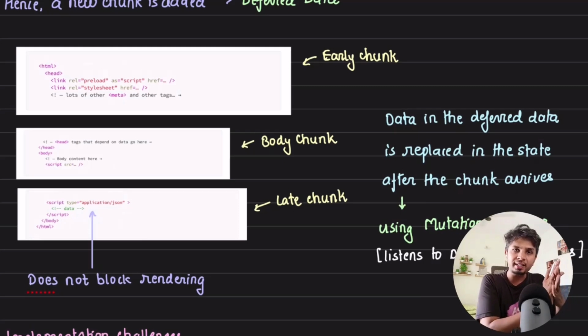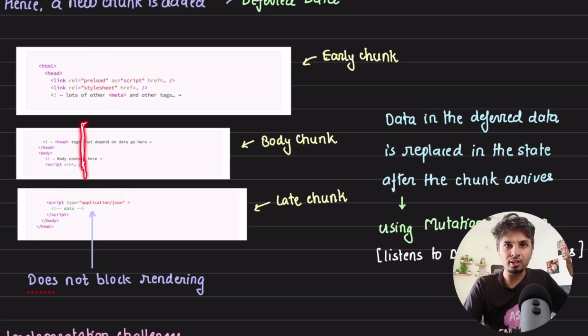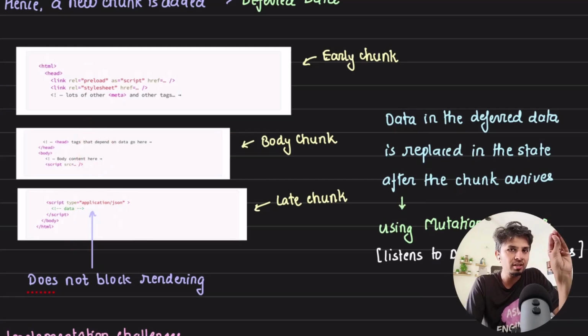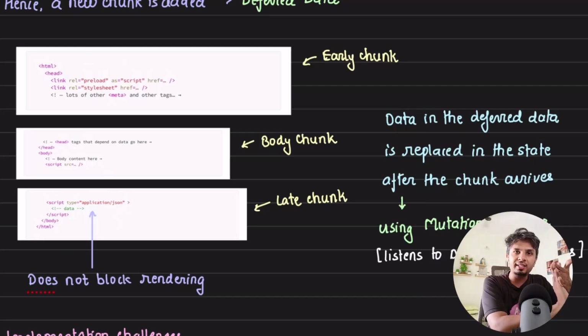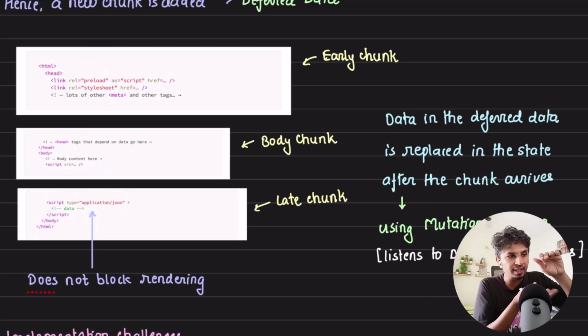Now the whole idea is that your render is not blocked because you were waiting on that API call. So this is already sent. Your user has seen something on the screen, not just a loading state, but maybe a skeleton, maybe default data, whatever is acceptable for your use case. And then the late chunk is coming. Again, this is also computed from the server side. This late chunk, or this deferred data that is coming, contains the JSON inside it.